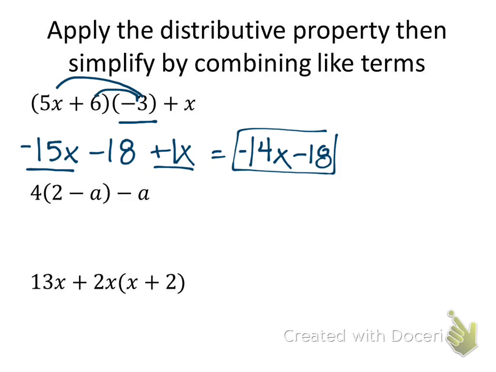All right, Stephanie, what am I going to distribute in the next problem? 4. The 4. And the 4 has to be multiplied by the 2, which is? 8. And what's 4 times negative a? Negative 4. Very good. And then I have minus a. What is the number in front of minus a? 1. Do I have like terms here? Yes. Do they have the same signs or different? Same. So I add 4 plus 1 is? Negative 5. Negative 5a. And then what happens to the 8?